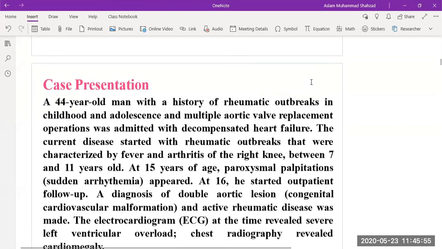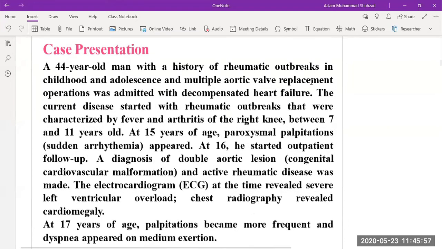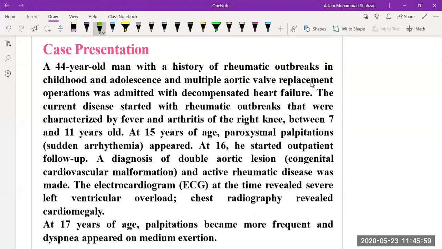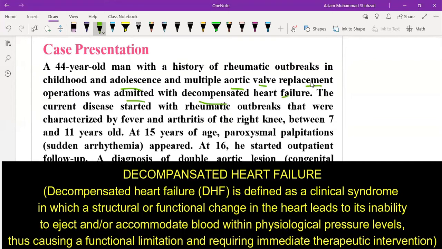So I am going to present the case of a 44-year-old man with a history of rheumatic outbreak in childhood and adolescence and multiple aortic valve replacement operations, who was admitted with decompensated heart failure.